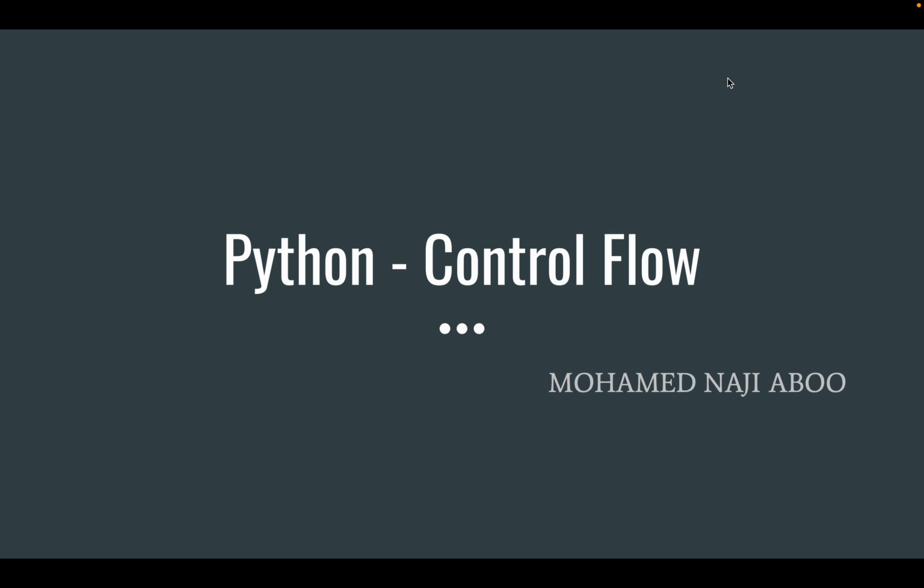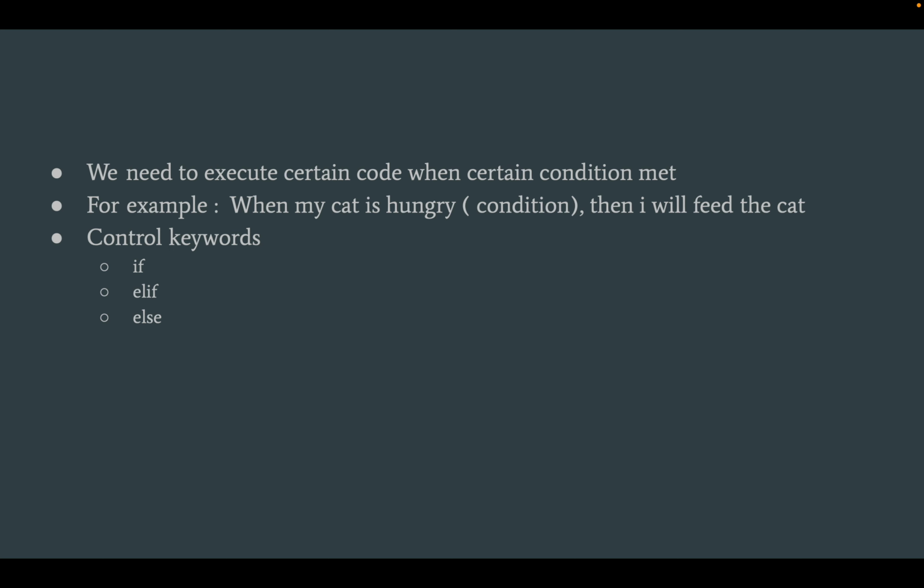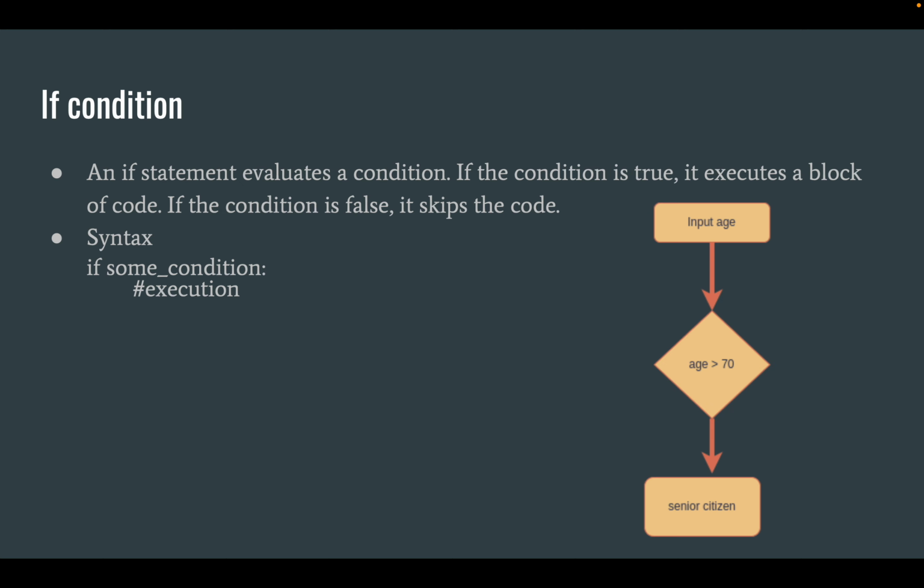So we are continuing a discussion with Python, and in this video we will be discussing Python control flow. If we need to execute certain code when certain conditions are met, in that scenario we will be using Python control flow. For example, when my cat is hungry, so that is a condition, then I will feed the cat. That means I will feed the cat only if that condition is met. So the condition is the cat has to be hungry. For that we will be using some keywords: if, elif, and else. So we can see them one by one.